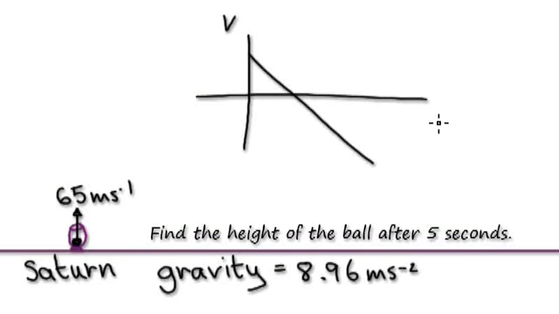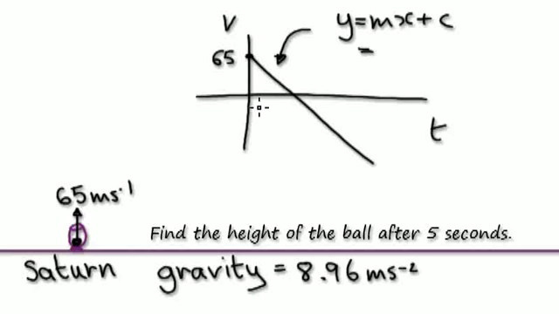So this is the velocity time graph. The velocity at time equals 0 would be 65, so this would be 65 here. Next step, try and find the equation for this line. It's a straight line, so it must be in the form y equals mx plus c. The gradient is the acceleration, but it's going downhill, so it's negative 8.96x plus c. The intercept c is 65.